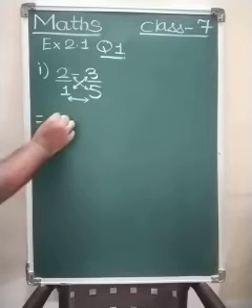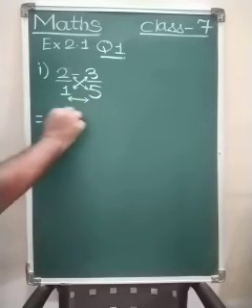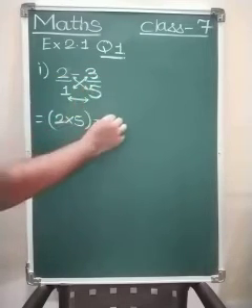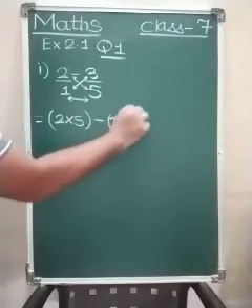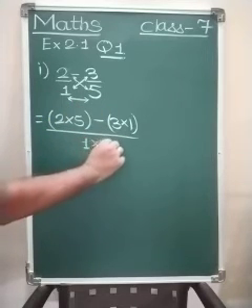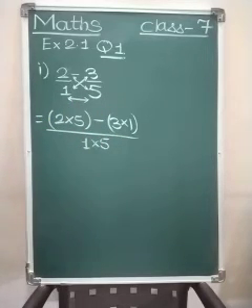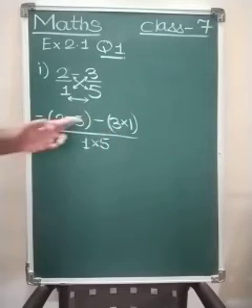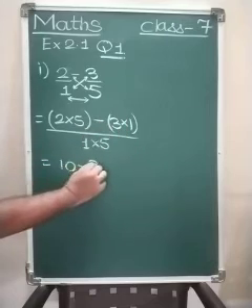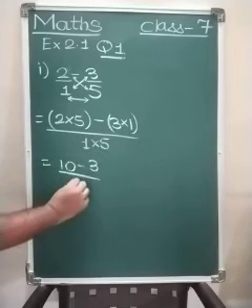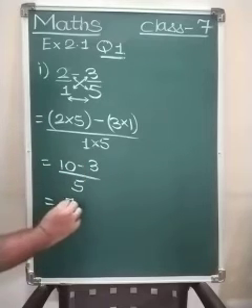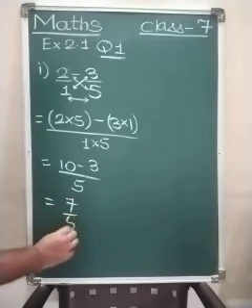2 multiplied by 5. The sign will remain as it is, minus 3 multiplied by 1, divided by 1 multiplied by 5. Okay, so now we just have to solve it. 5 2s are 10, minus 3 1s are 3, upon 1 5 is 5. So 10 minus 3, the answer is 7 upon 5.